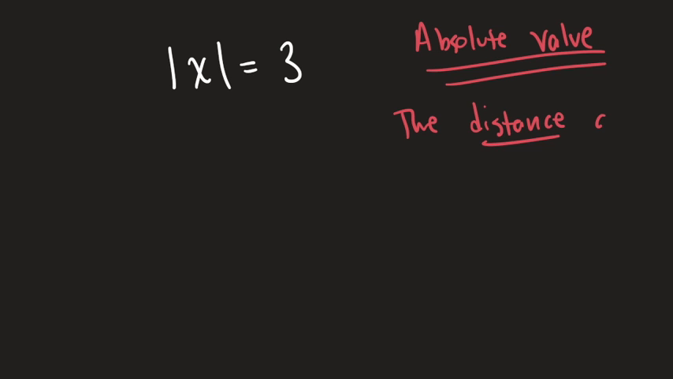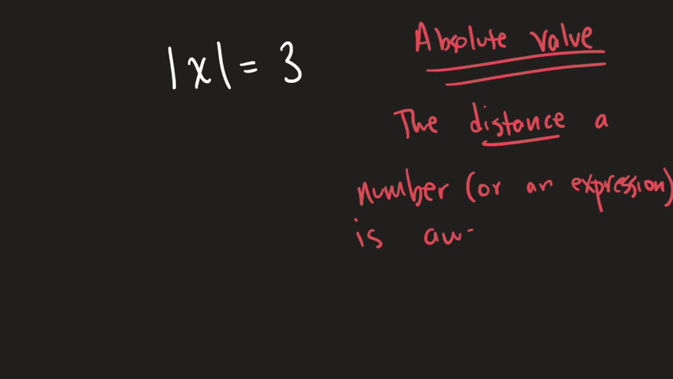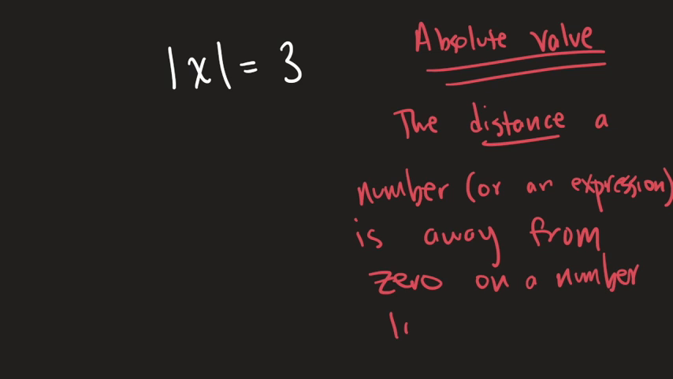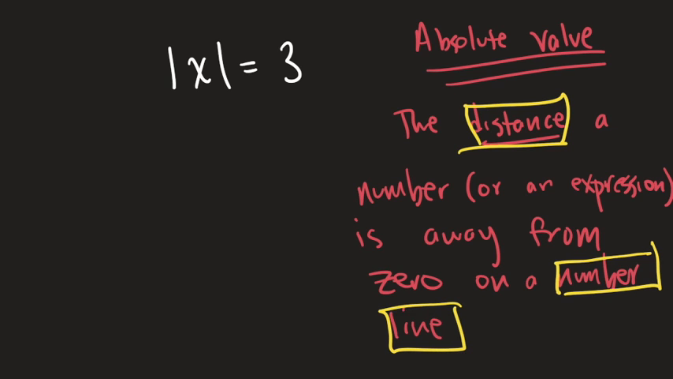The distance a number or an expression is away from 0 on a number line. Key words here: distance, number line. Well, let's draw a number line.